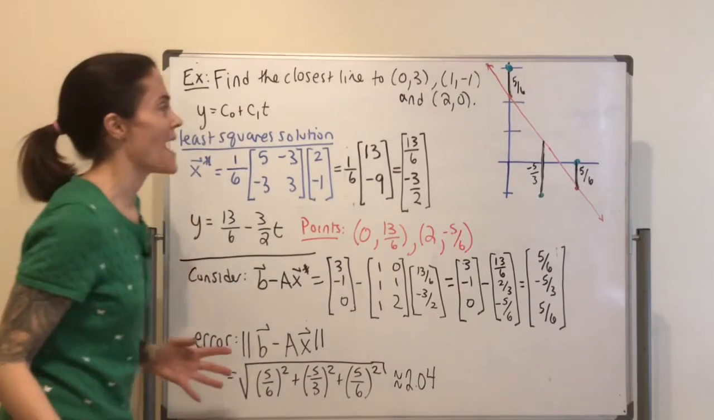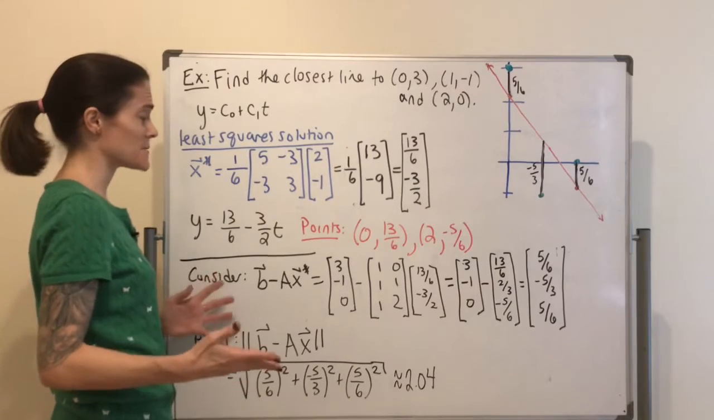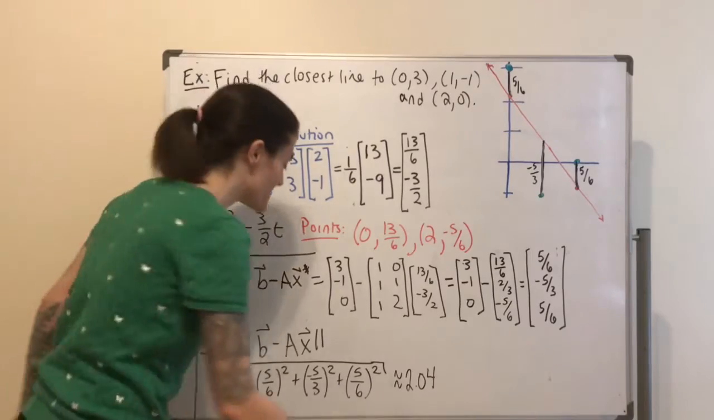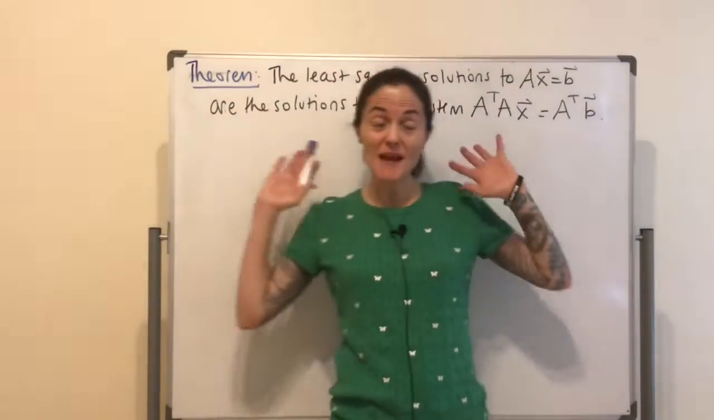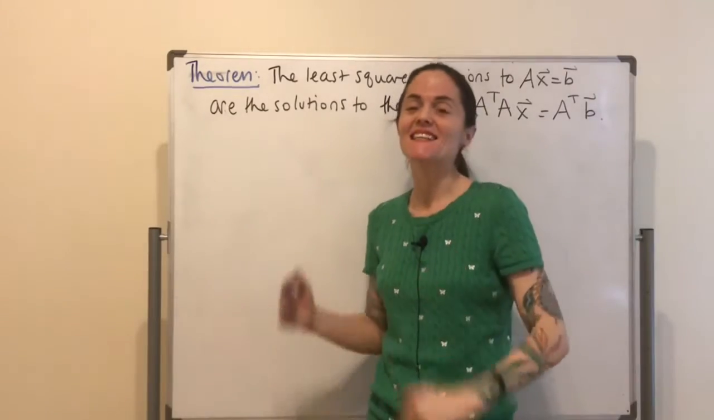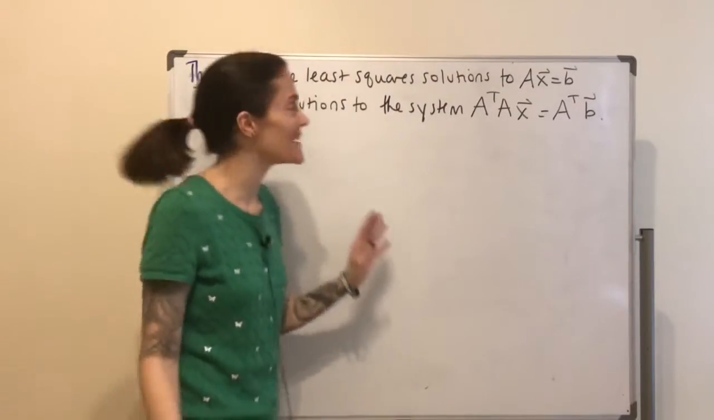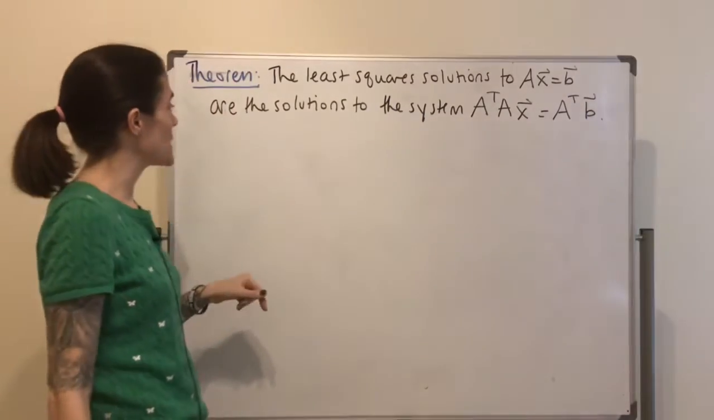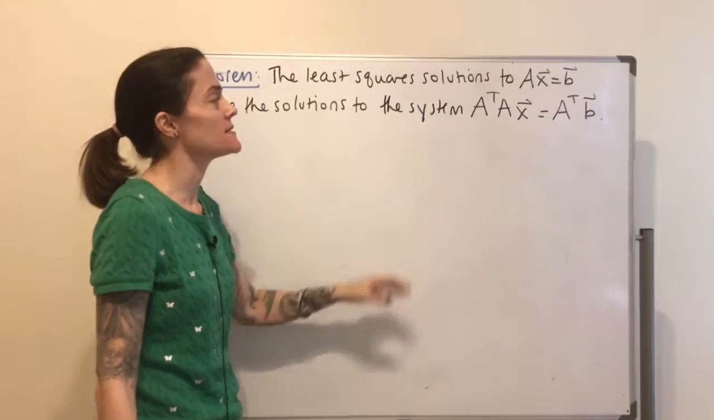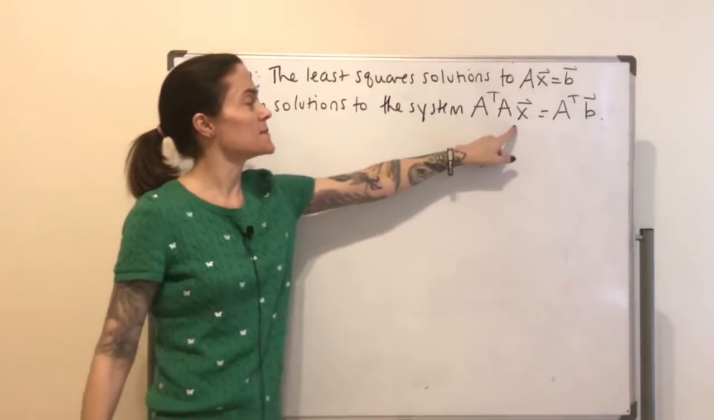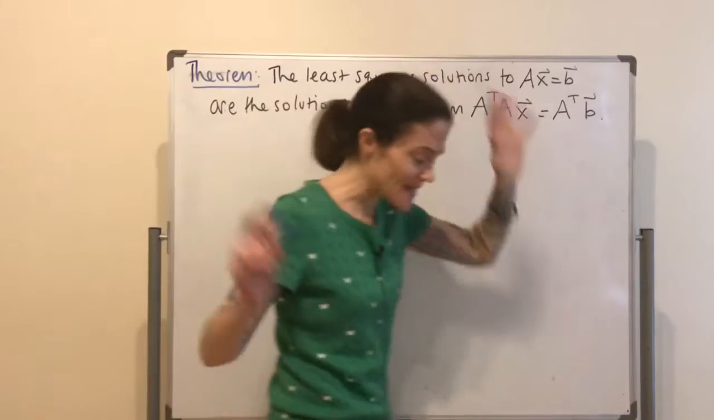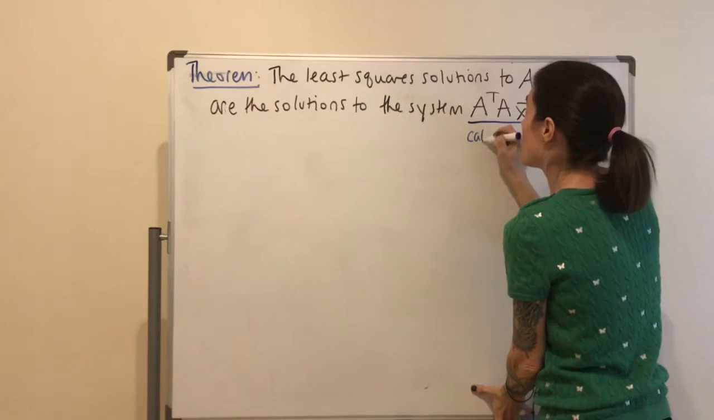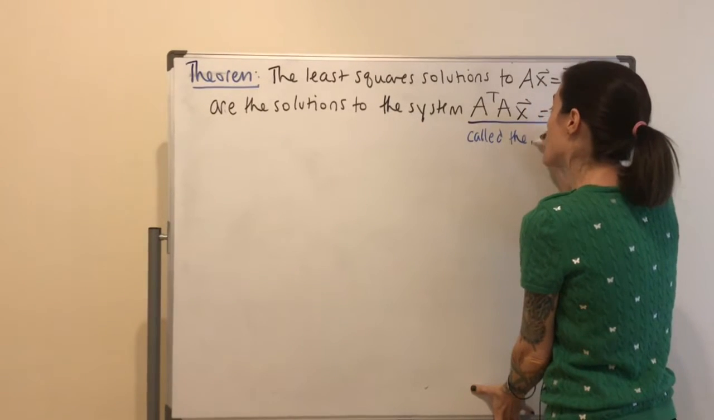Now I want to go back and talk about why this method works and what we're actually getting here with this A x star. Well, what I mentioned is the answer is actually a theorem, and this is what we're going to talk about now. It says the least squares solutions to Ax equals b are the solutions of the system A transpose A times x equals A transpose times b. And this has a name. This here is called the normal equation.